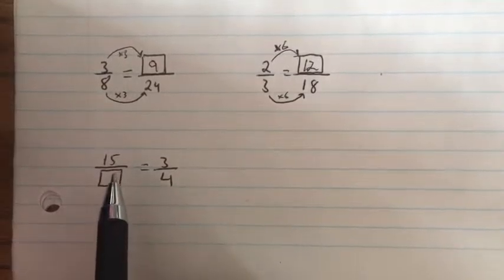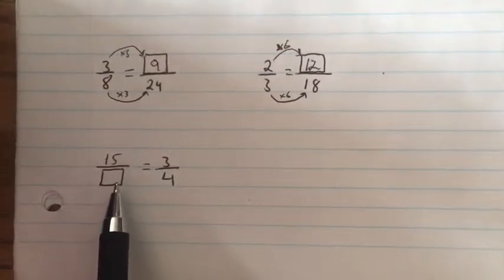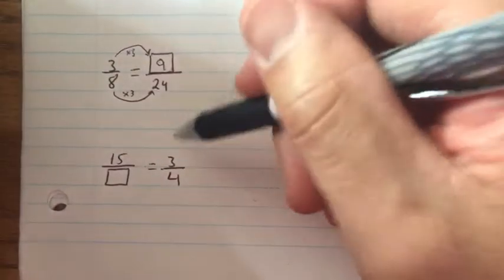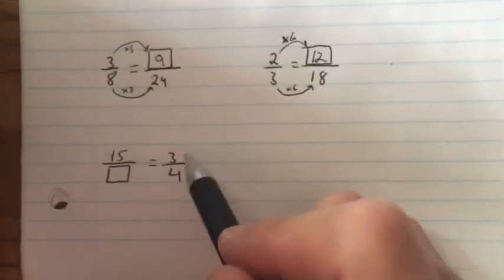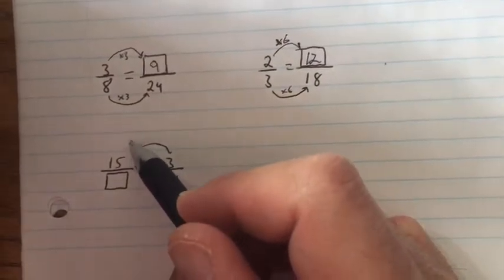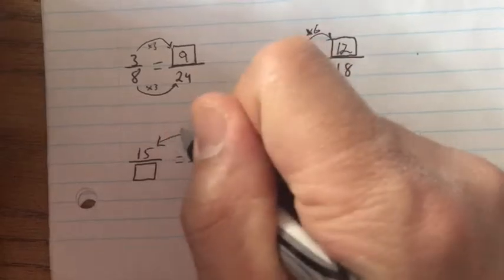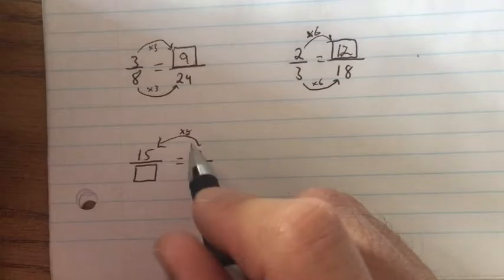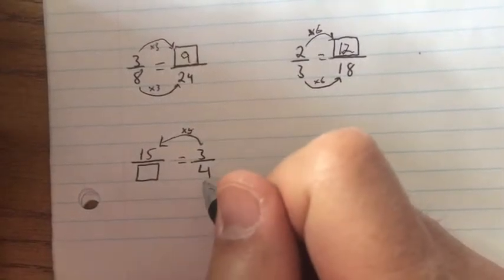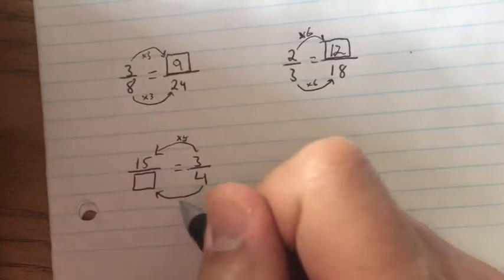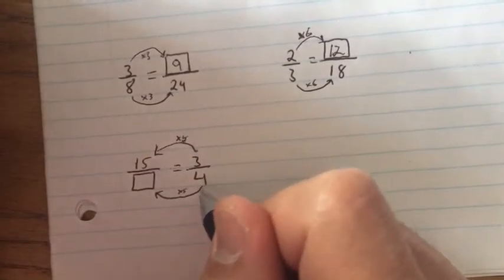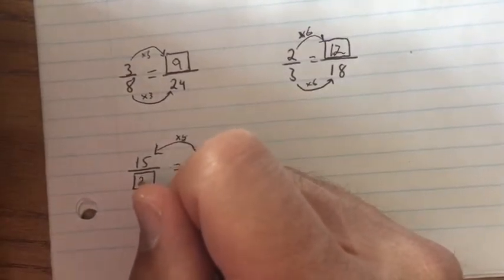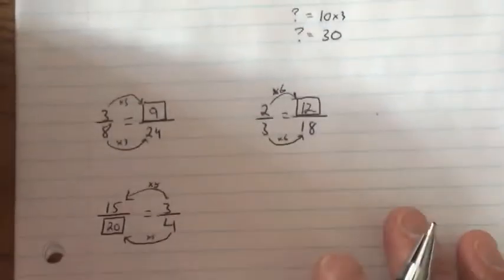Now here, let's try this where the blank is in the bottom. 15 over something that we don't know is equal to 3 over 4. So now we use the relationship here from the top. We can see that this 3 times 5 going this way, 3 times 5 is equal to 15. And so that means that this 4 is also going to be multiplied by 5, using the arrow going from right to left. 4 times 5 is going to be this number. So that number is 20.